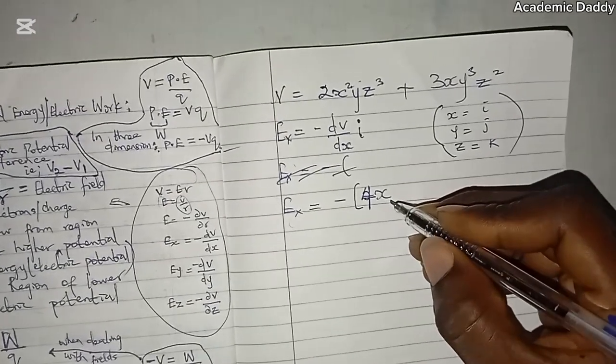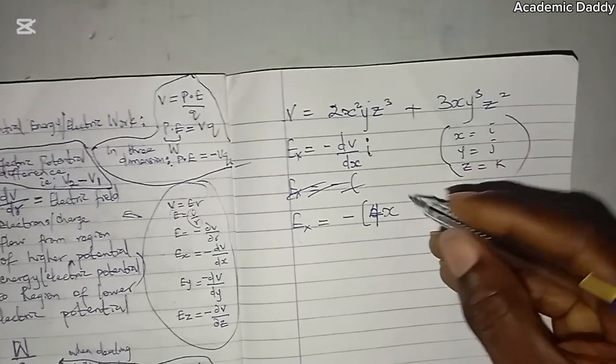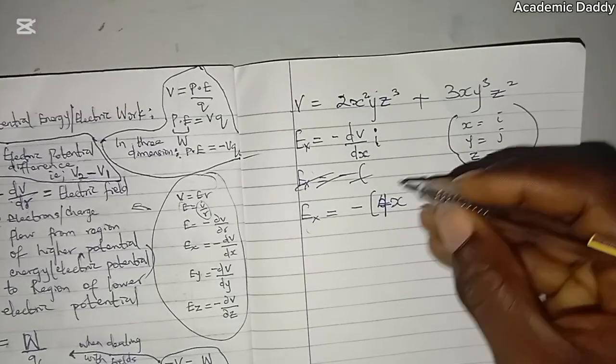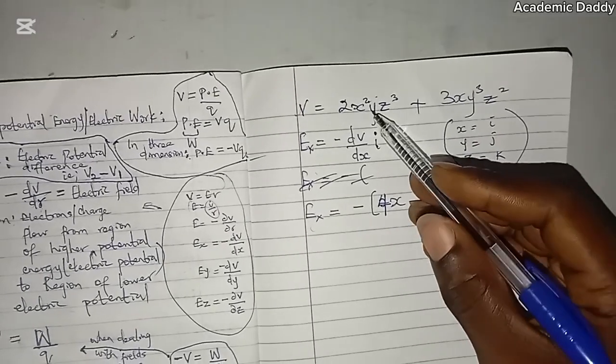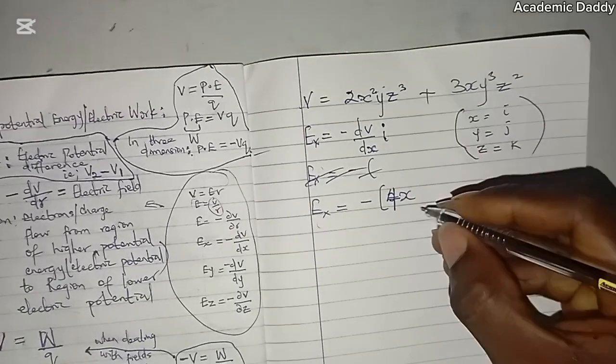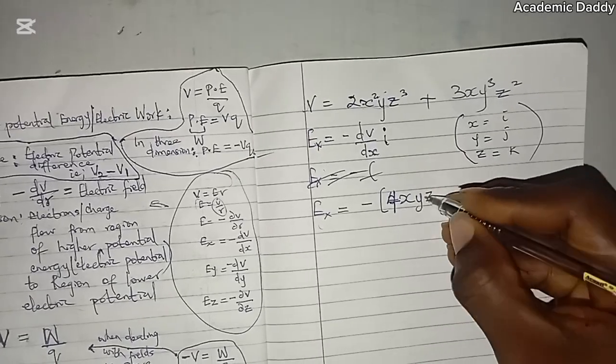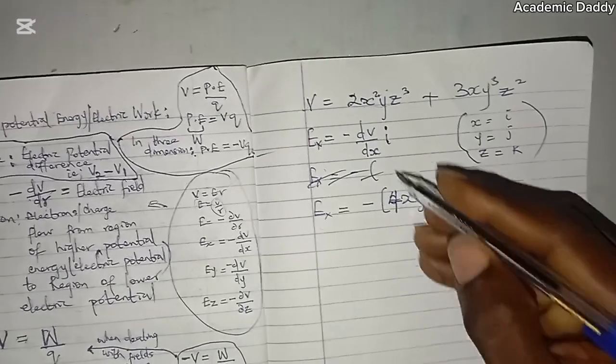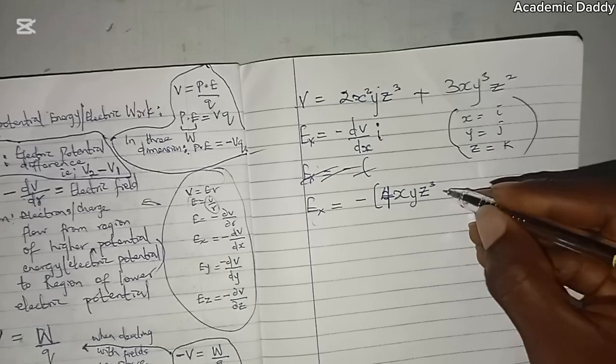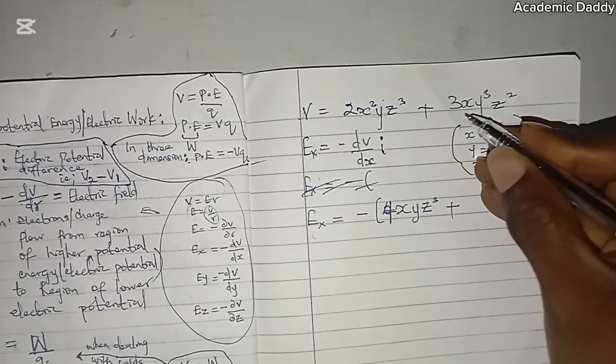If you don't know calculus, go and watch the videos on calculus. Don't frown your face at me, I can't be teaching you calculus here. Because they are multiplying together, bring down y and z. Don't differentiate them, because it's with respect to x that you are differentiating. Then plus, come to this side.